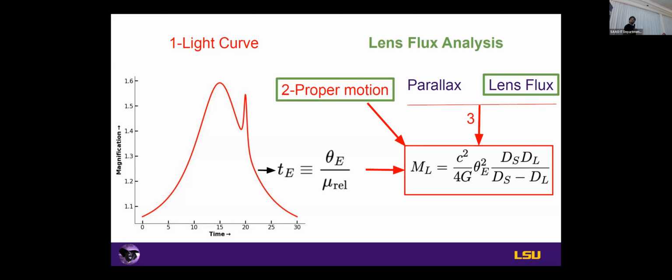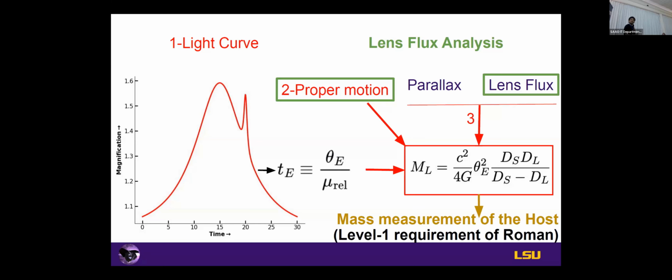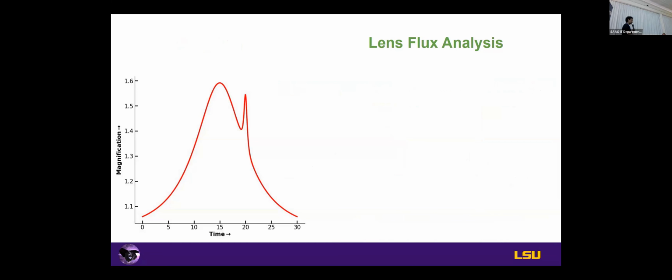It turns out that if we can detect the lens in an image, we can actually measure the proper motion and lens flux simultaneously. For many of the planetary events, we know that we'll have a finite source size effect, which can allow us to measure the proper motion. So that will be another handle. Ultimately, this is going to give us the mass measurement of the host star, which is a level 1 requirement of Roman.